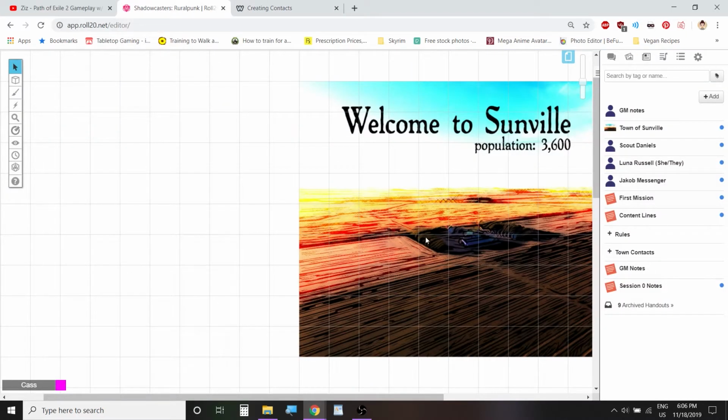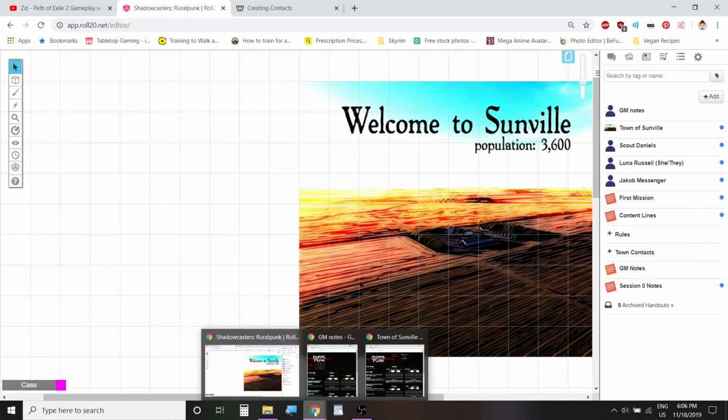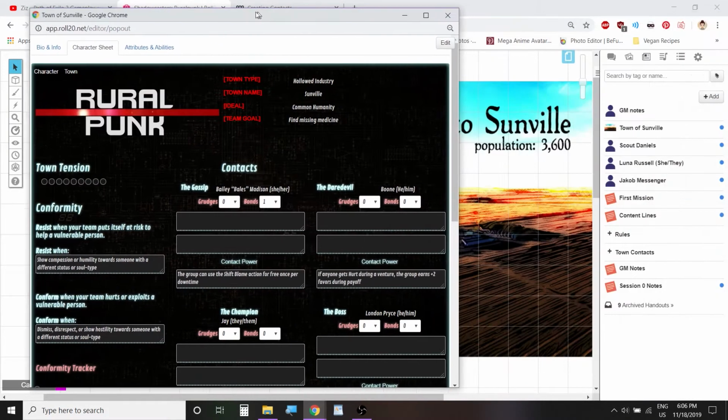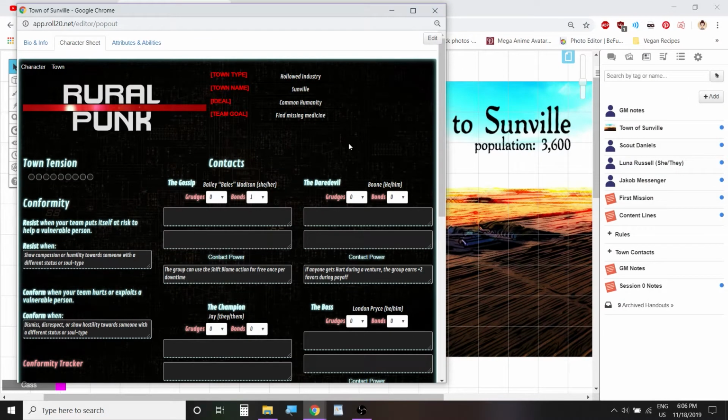So what we're going to look at is I have the town character sheet here. And what I need to do is fill in some of the information about each of these contacts. So we can see that the first contact type is the gossip, and her name is Bailey Bales Madison.